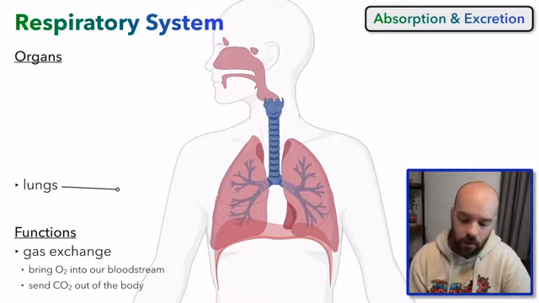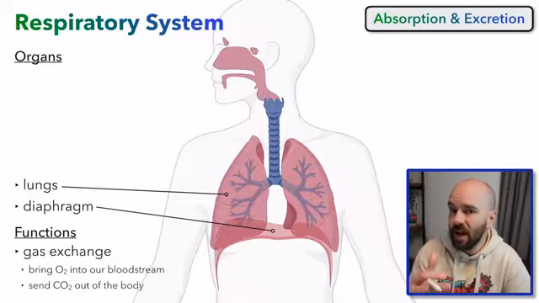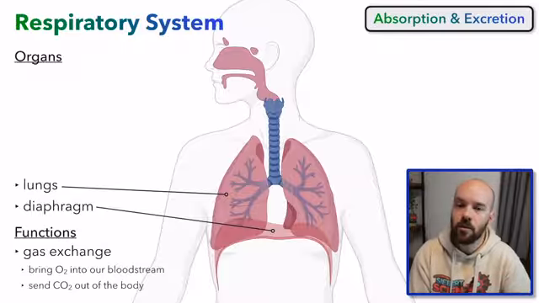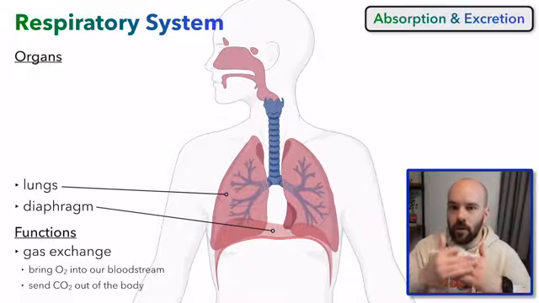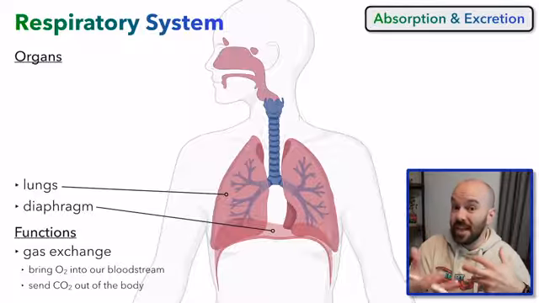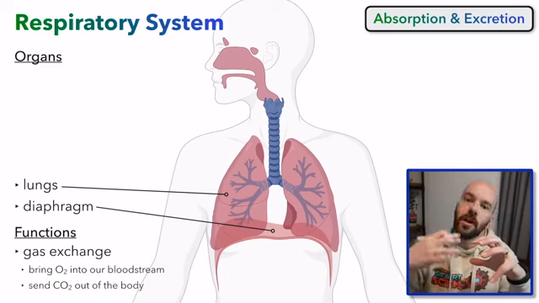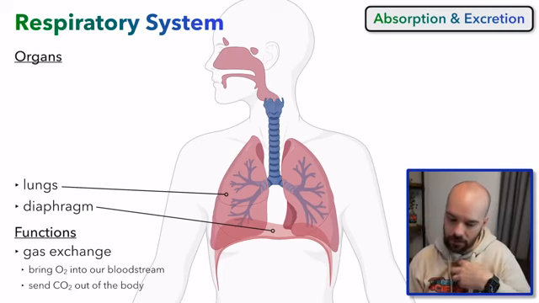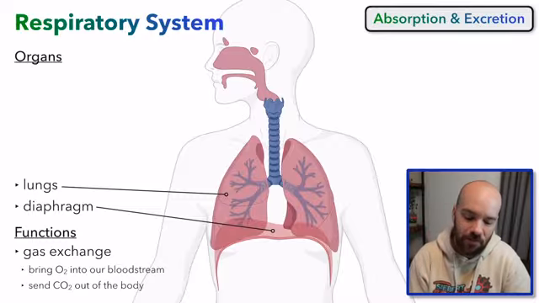The organs involved are obviously the lungs, of course. That's where the gas exchange is actually occurring. And then we've got the diaphragm below that. Now the lungs are not a muscle. You don't actually breathe with your lungs. You breathe with your diaphragm. Whenever you breathe in, you're actually contracting the diaphragm, lowering the diaphragm, which uses a negative pressure difference to inflate the lungs and therefore pull air from outside of the body into the lungs. So I start with the diaphragm and the lungs in this video for that reason.